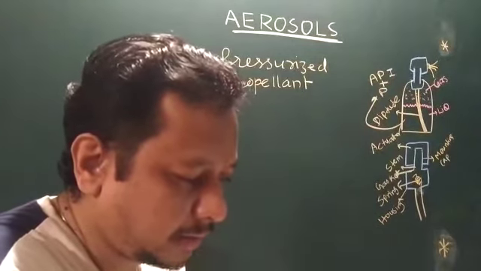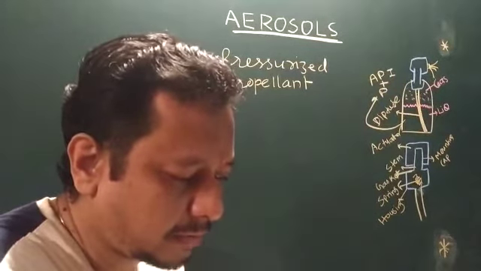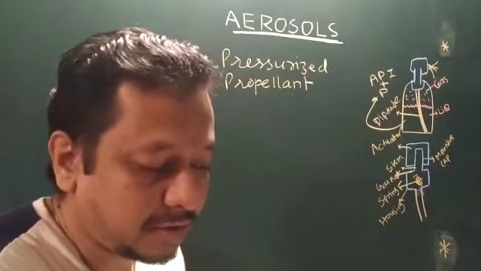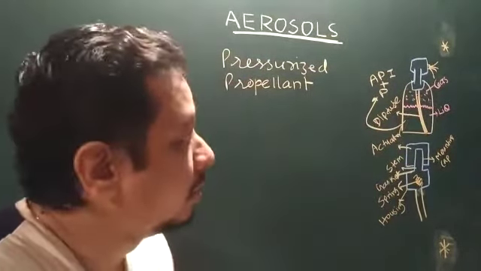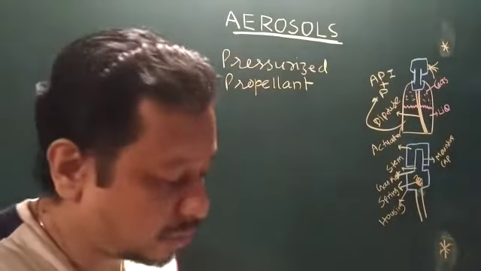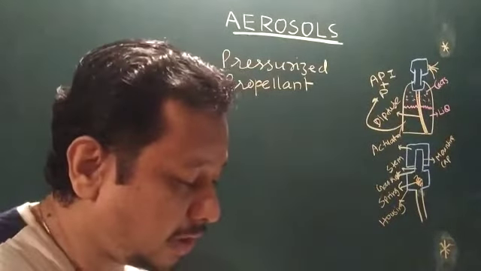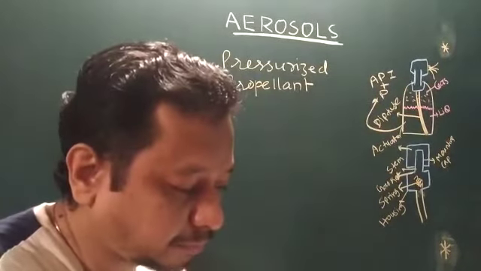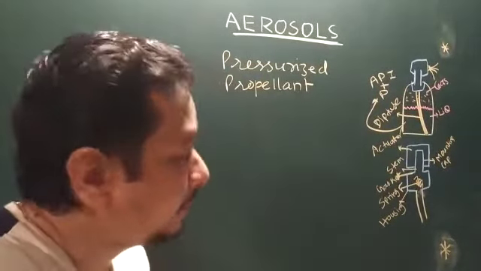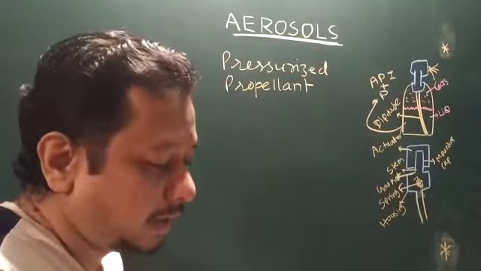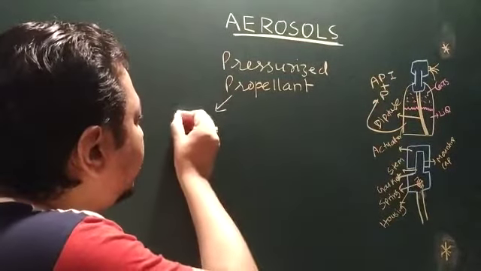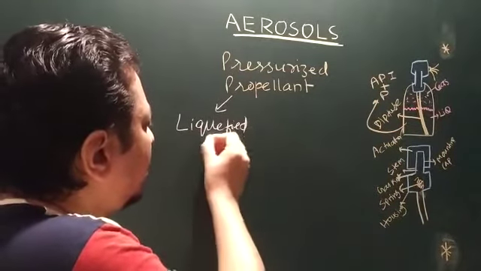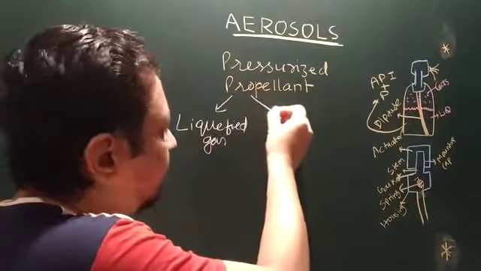The API can be dissolved, suspended or emulsified in a mixture of solvent or in the propellant itself. The solvents we normally use are ethanol, acetone, propylene glycol. Now the propellant can be of two types. It can be either liquefied gas, or it can be compressed gas.